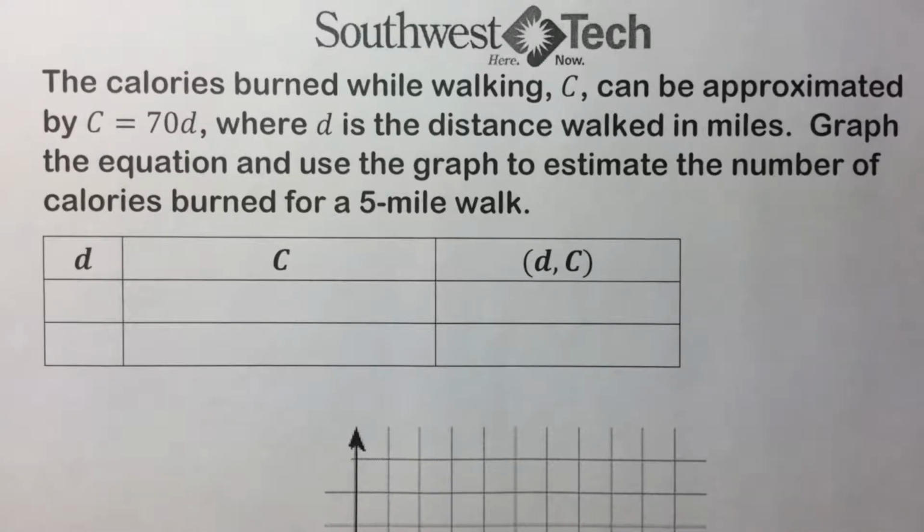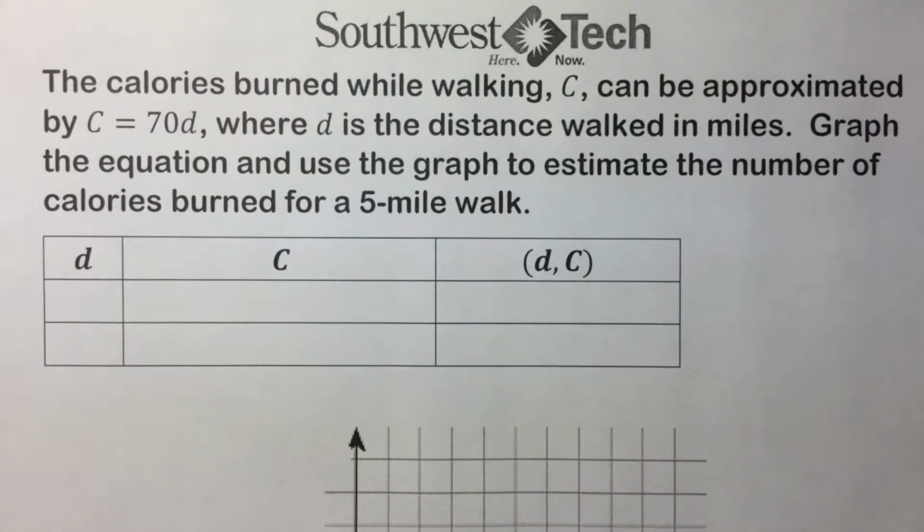Linear equations appear in many real-life situations. Let's take a look at one. The calories burned while walking, C, can be approximated by C equals 70D, where D is the distance walked in miles. Graph the equation and use the graph to estimate the number of calories burned for a 5-mile walk.